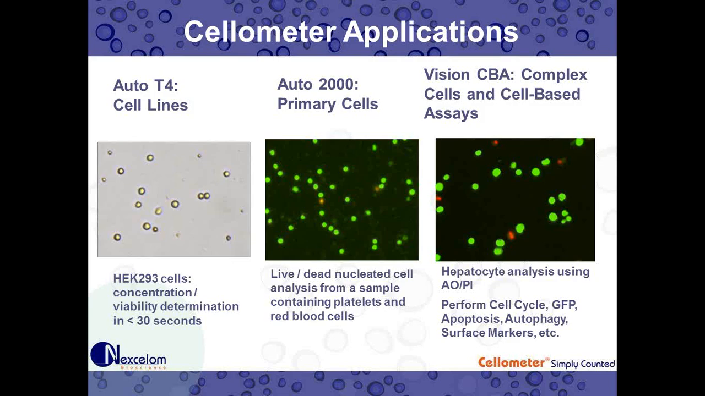We have the Auto 2000 for primary cell analysis. You can look at live and dead nucleated cells in a blood sample or a bone marrow sample using dual fluorescence. And with the Vision CBA, we can do more complex cells, such as adipocytes and hepatocytes, and also perform cell-based assays. So we've taken the dual fluorescence, added the power of the FCS Express software, a couple of hardware upgrades, and we allow customers to do cell cycle, apoptosis, autophagy, lots of other cell-based assays.